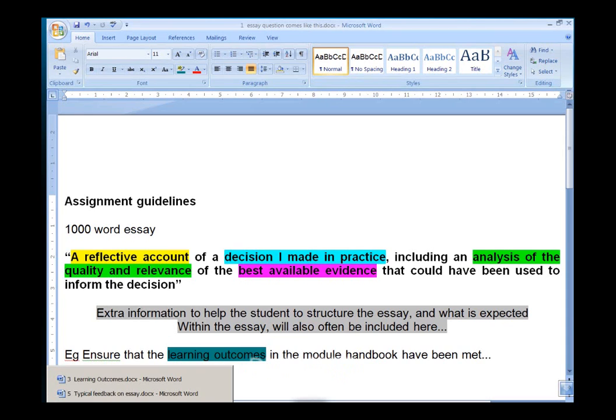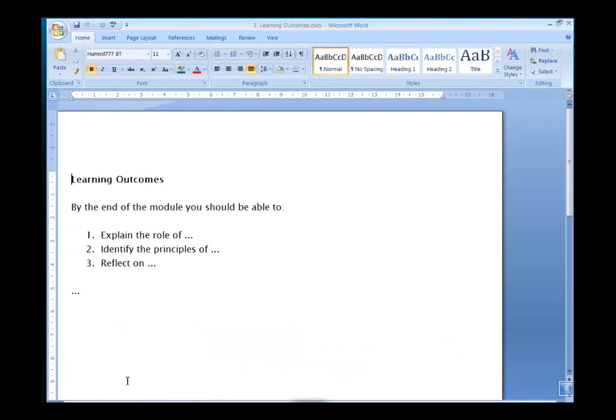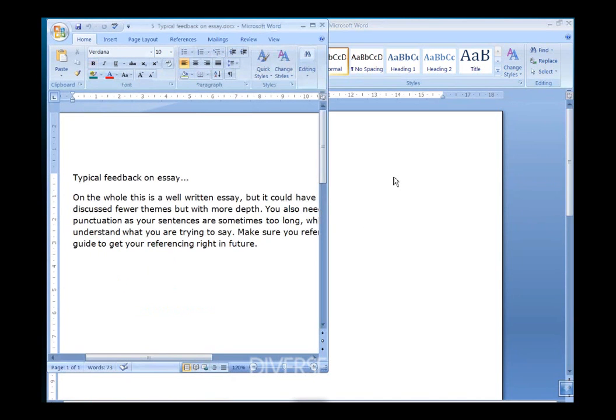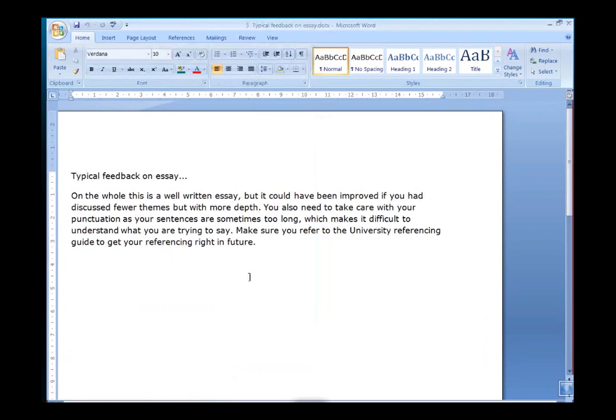So if we look at the next example, I've just taken an example of the learning outcomes again from the module handbook. I explained the role of whatever, identify the principles of da-da-da-da, reflect on blah-de-blah. So that's two pieces of information the student would have. Another thing that would be useful for the student to refer to would be feedback that they've had on previous essays, and then they can target the things that they may need to do differently this time. So we've got, again, an example of typical feedback for a previous essay for that student here.